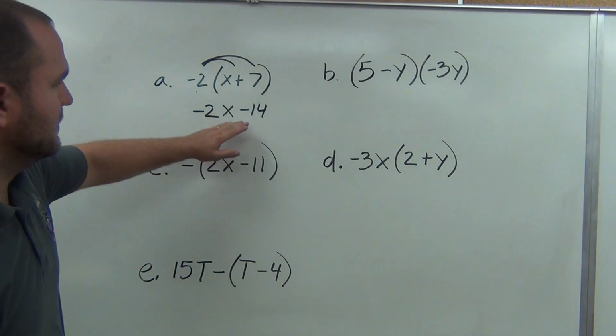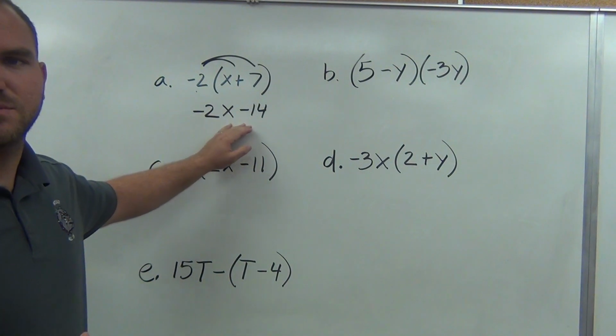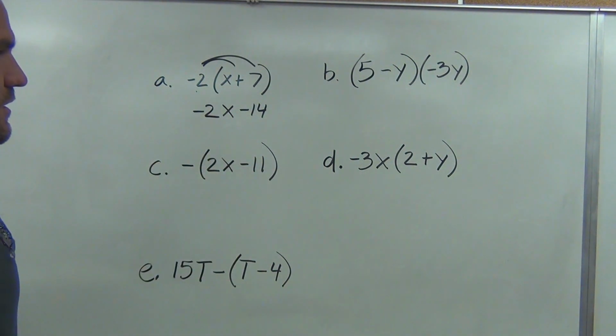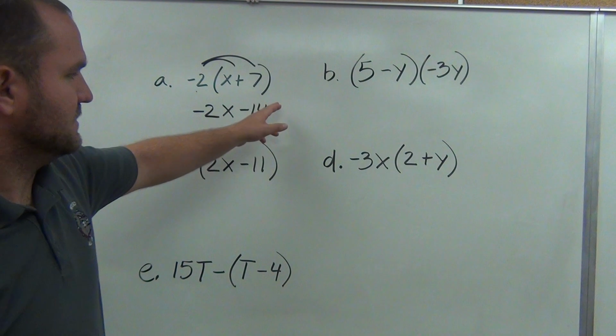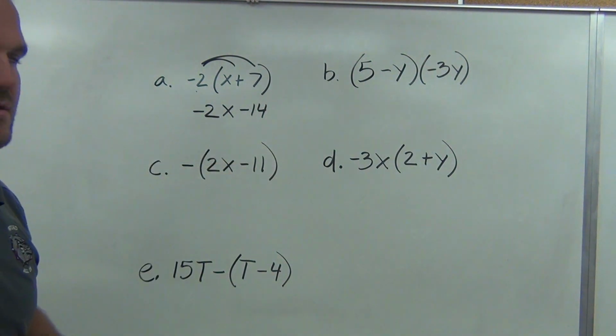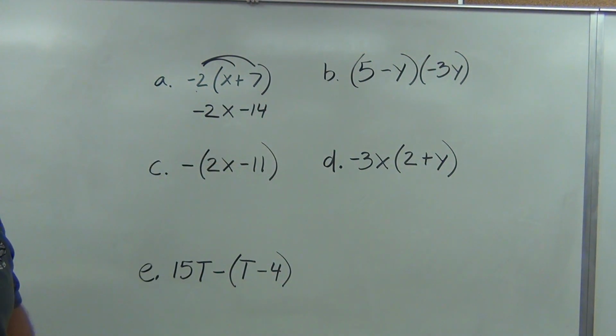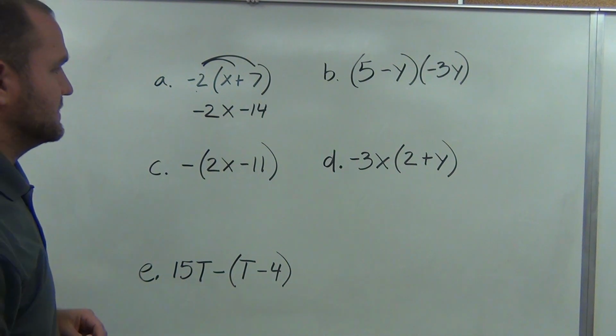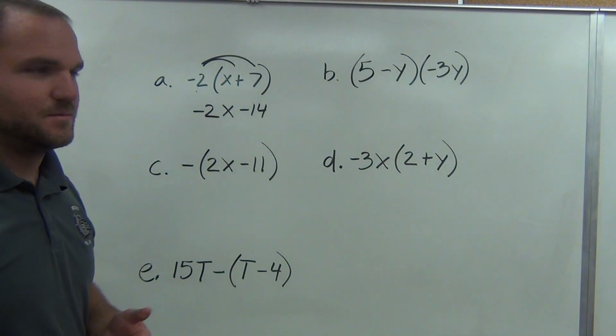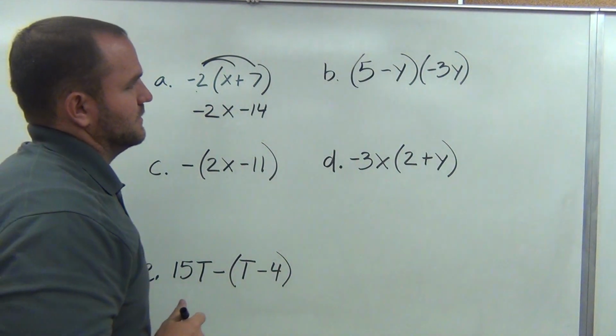At this point, this would be as much as you could do. The reason is because we actually don't have an equal sign. We can't solve for x. All right. This is called an expression. We talked about that earlier in a different video.